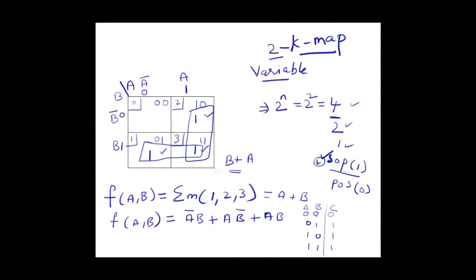So the truth table can also be asked as a question. So these are the three different formats of asking a question. They can also ask in any other form. So this is all about the two variable K-map.